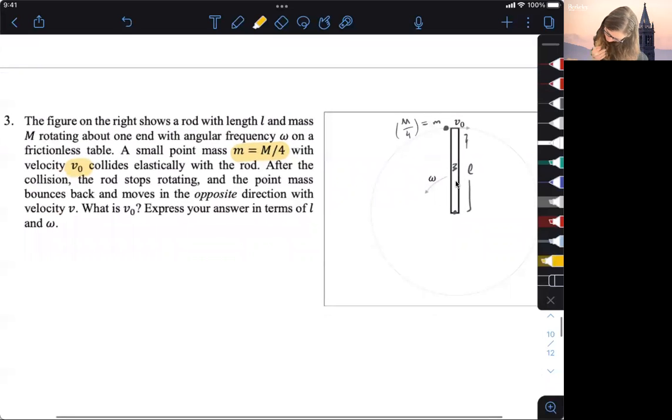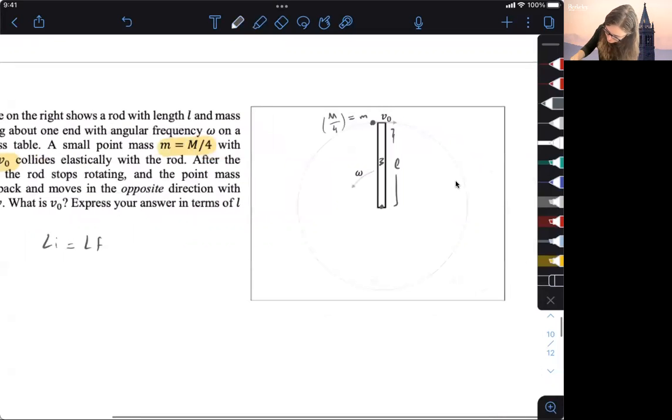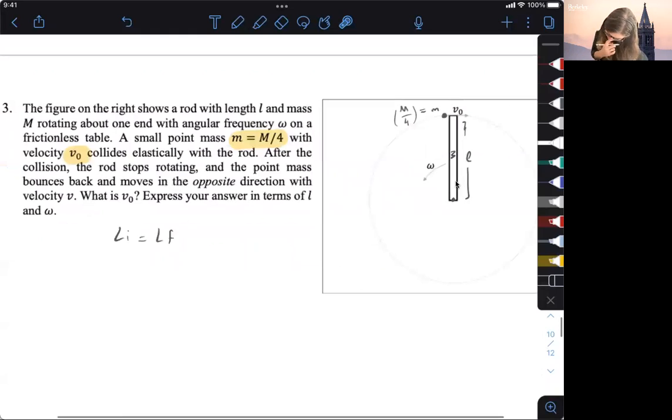Okay. So we know that Li is equal to Lf. Why is this angular momentum? Well, this thing is spinning around in a circle, right? This guy is linear, but this thing is spinning around. After the collision, the rod stops rotating. So all of the energy from the rod is converted and given to this little dot here that's just sent off flying. And the point mass moves in the opposite direction with the velocity v.